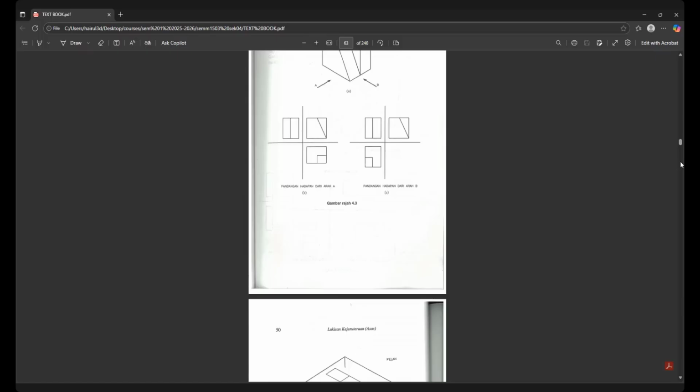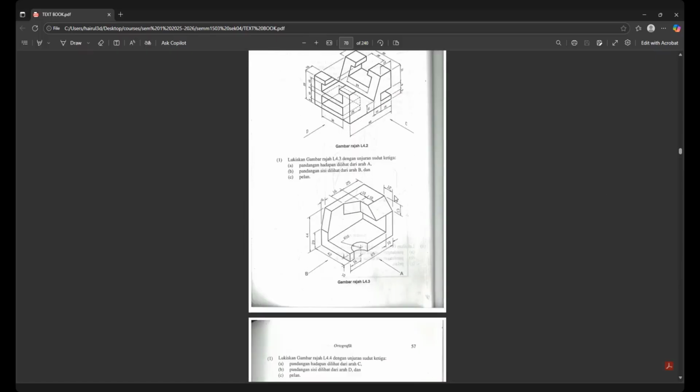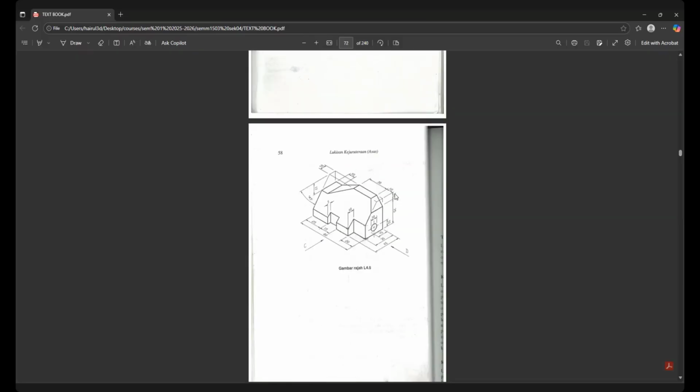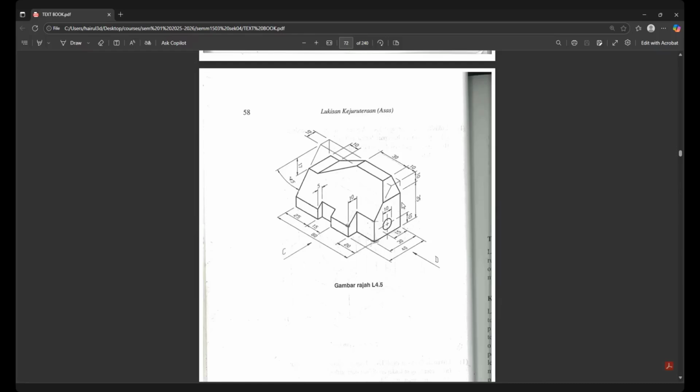Boleh, Doktor. Alright. Okay, your second assignment is this one. It might look difficult, but actually, it's not that difficult. If you look on page 72, this will be your second assignment.